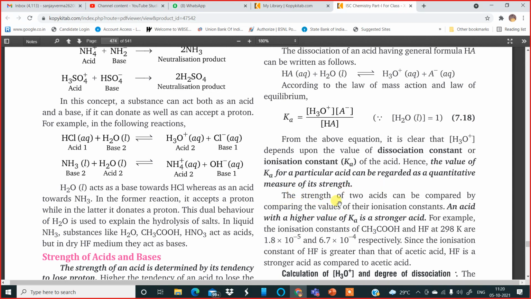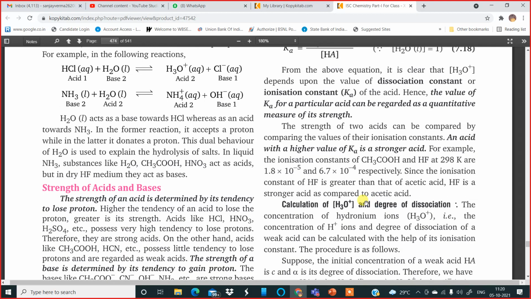The strength of two acids can be compared by comparing the values of their ionization constants. Underline this also. An acid which has a higher value of Ka is a stronger acid. But if the value of Ka is smaller, it will be a weaker acid. For example, the ionization constants of acetic acid and HF are given over here at 25 degrees Celsius. For acetic acid, it is 10 power minus 5. But for hydrofluoric acid, it is 10 power minus 4. So this one is higher. Since the ionization constant of HF is higher than that of acetic acid, HF is a stronger acid as compared to acetic acid.